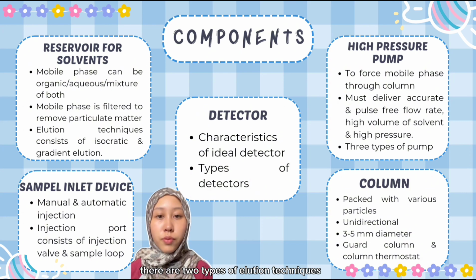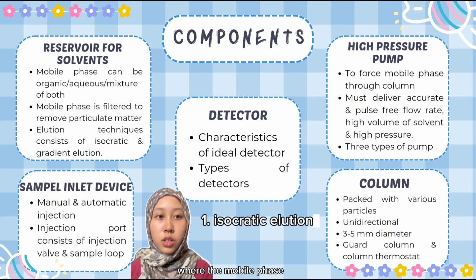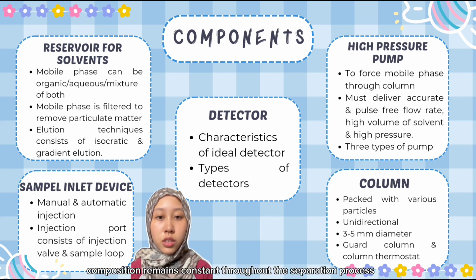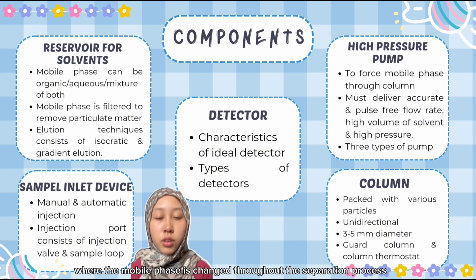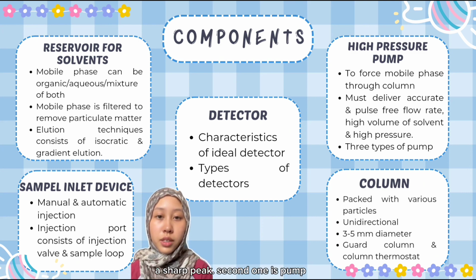There are two types of elution techniques. First is isocratic elution, where the mobile phase composition remains constant throughout the separation process. And the second one is gradient elution, where the mobile phase is changed throughout the separation process. This may help shorten the time for analysis and gives a sharp peak.